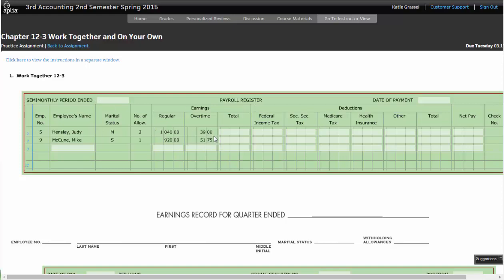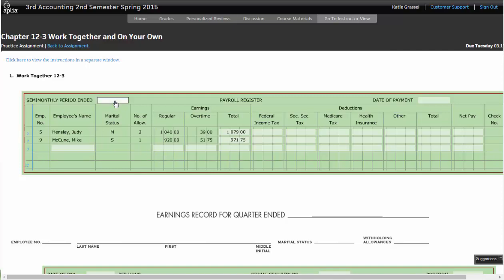The first thing that I need to do is move across and do my earnings first. So for Judy Hensley, I need to add her 1,040 plus her 39, and that's going to give me regular earnings of 1,079 for Judy. Do you see how I got that math? I'm going to do the same thing for Mike. I'm going to add 920 and 51.75, so I'm going to have total earnings of $971.75 for Mike McCune. Don't worry about the bottom column.